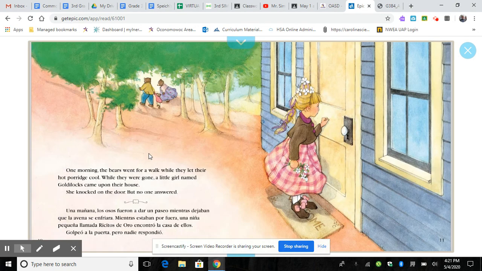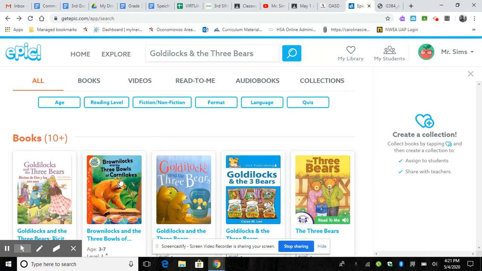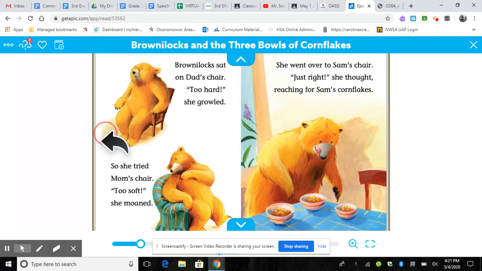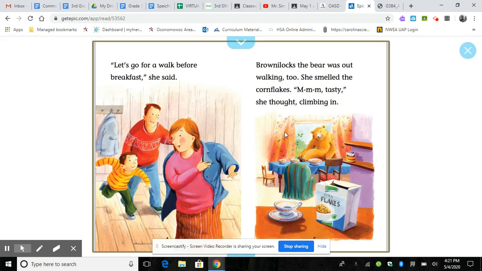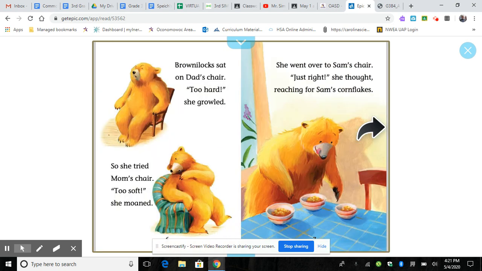And then one morning, this is a little different. This is kind of where we pick it up, where Goldilocks, or in the other book, Brownie Locks, comes and they knock on the door. Okay. Well, one thing that changes right away from that is it looks like Brownie Locks doesn't even knock on the door, does she? She just smells the cornflakes and comes right in through a window. She doesn't even knock, she just comes in. So we're making changes that lead to other changes, right? That will make the whole story fit together a little bit better.